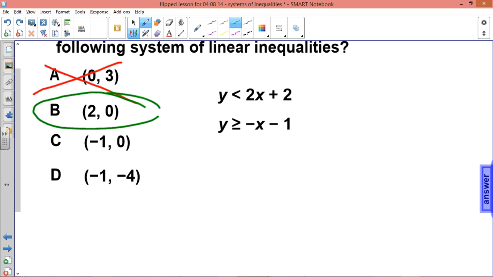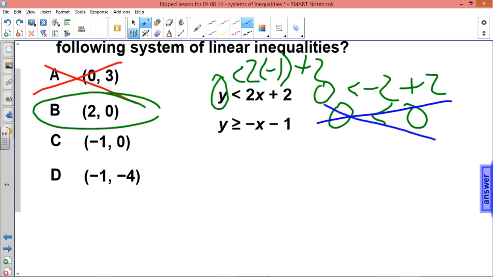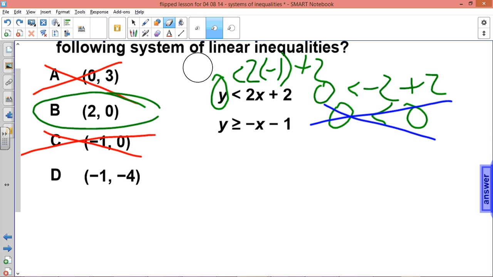Okay, let's move on. Negative 1 comma 0. 0 is less than 2 times negative 1 plus 2. Well, is that true? This is saying 0 is less than negative 2 plus 2, or 0 is less than 0. 0 is not less than 0. It is equal to 0, so that can't be. And I know that C is not a solution either. And I've got just one more to check.